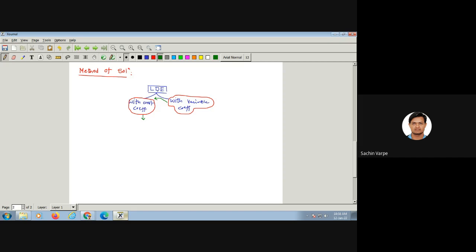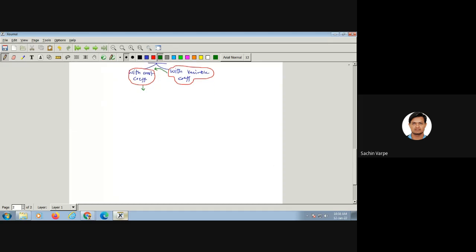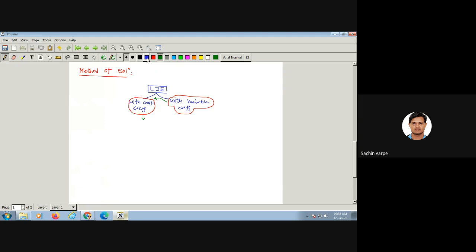So if the equation is a linear differential equation with variable coefficient, then we first reduce it into a linear differential equation with constant coefficient, and then we apply the methods of solution of LDE with constant coefficient. Right? Is it clear? Yes, sir. So we are discussing the method of solution of LDE with constant coefficient.